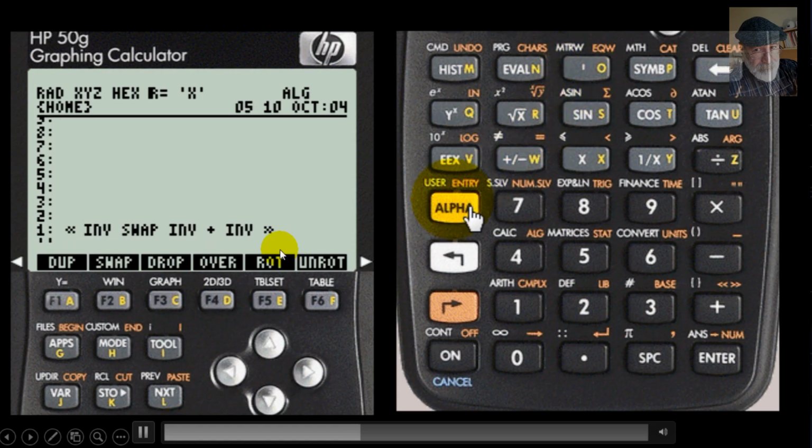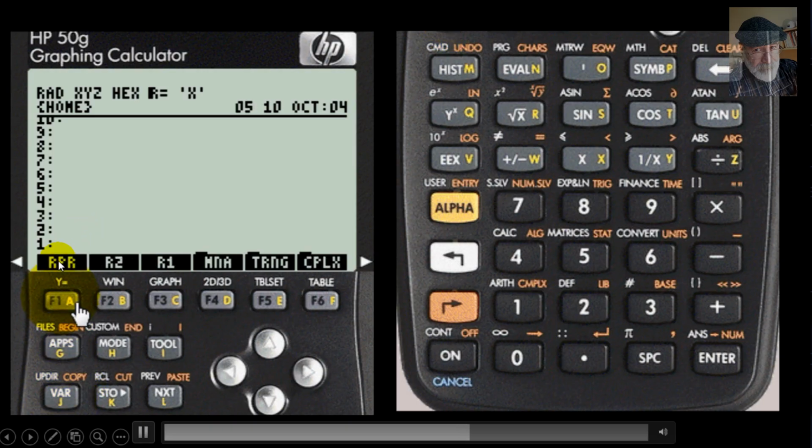Now, in apostrophes, I'll give it a name. RPR, resistor in parallel with resistor. You can call that Z, PZ if you want to. Enter. The program is in level 2, and the name is in level 1. If I press store, it stores what is in level 2 and level 1. And now I have a program with the name RPR assigned to the letter F1. Every time I press F1, it will execute those instructions.